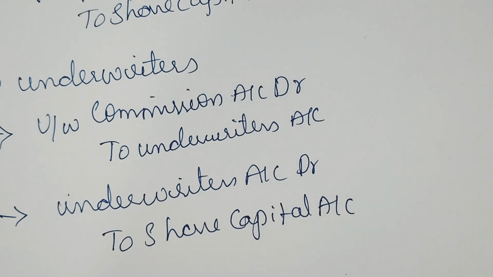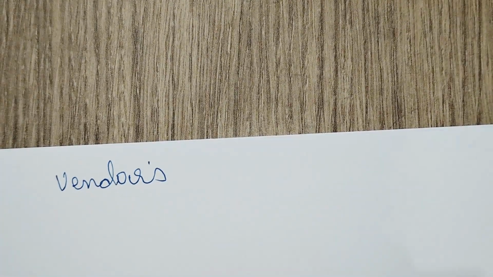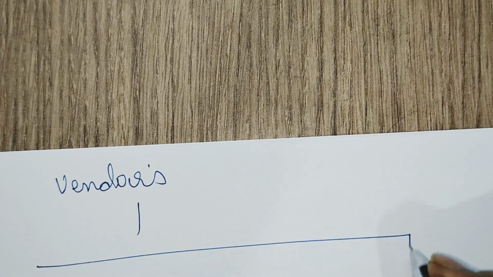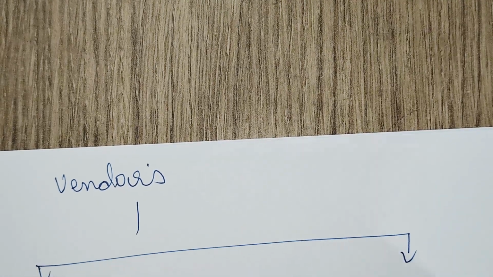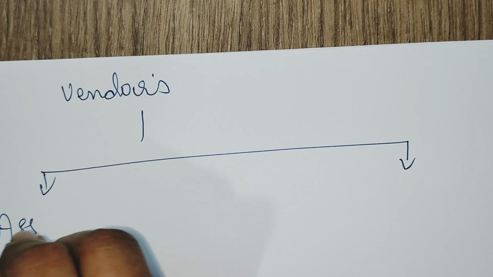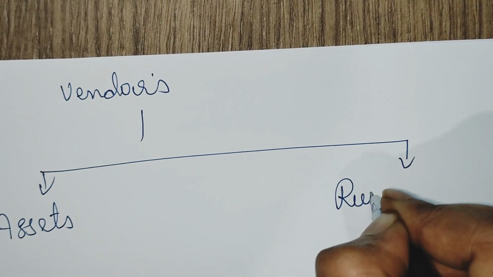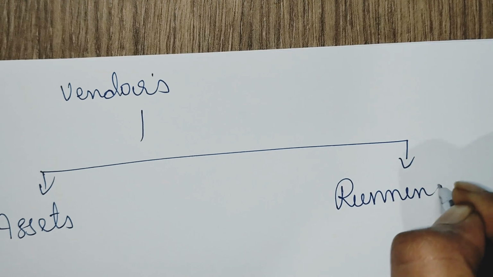In case you are issuing to the vendors, issue to vendors takes place through assets or purchasing the running business.